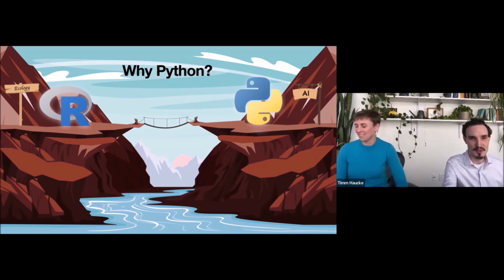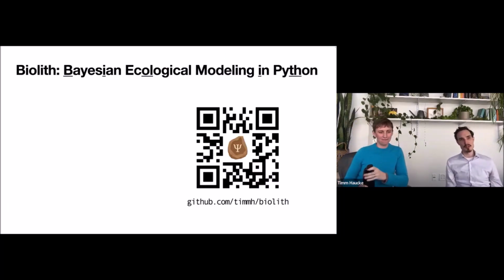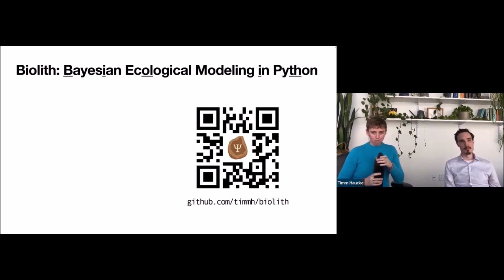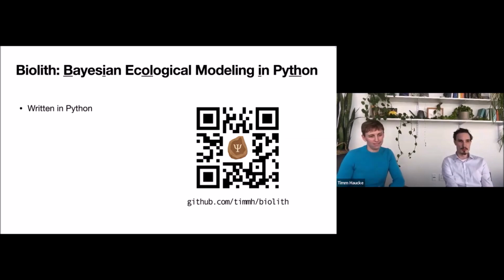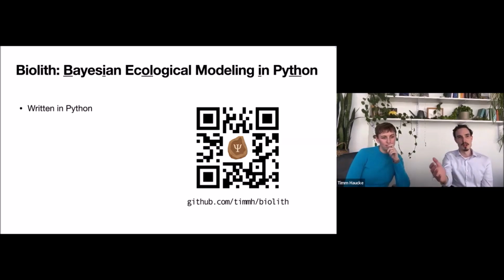Thank you so much. Awesome. Yeah, so what we've been working on over the past couple of months is this library we call BioLith, which stands for Bayesian Ecological Modeling in Python. And as the name suggests, it's written in Python. So again, our hope is that this might convince more machine learning oriented researchers to work more on ecological modeling and basically remove this initial language barrier to entry to ecological modeling.